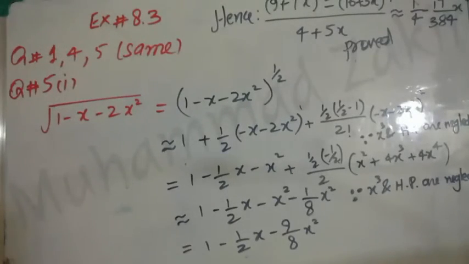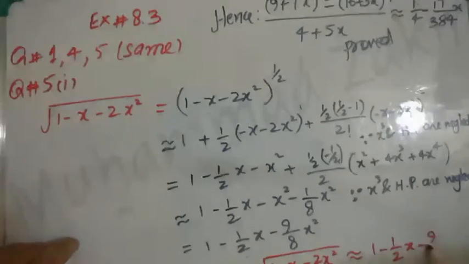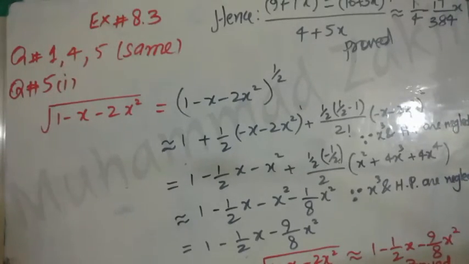This is the method. Hence we write the conclusion, and the conclusion is that these two are approximately equal to one another. 1 minus x minus 2x square is approximately equal to 1 minus 1 by 2x minus 9 by 8x square, and we write proved. So the expansion has been completed.